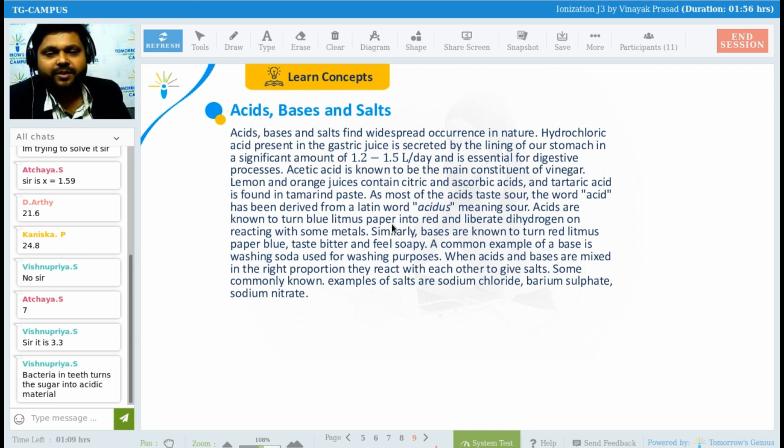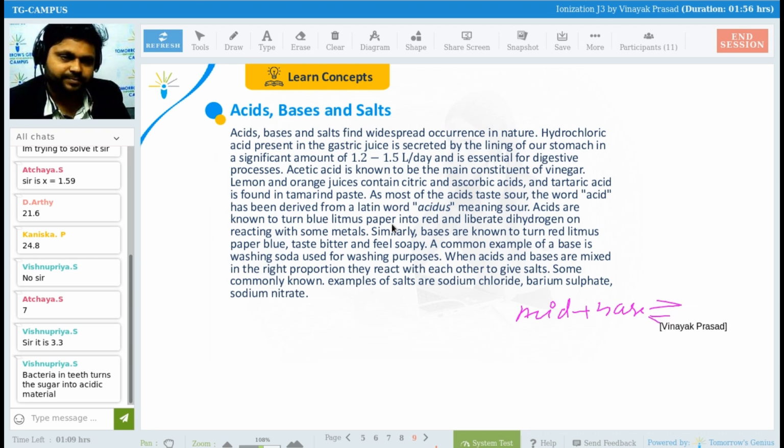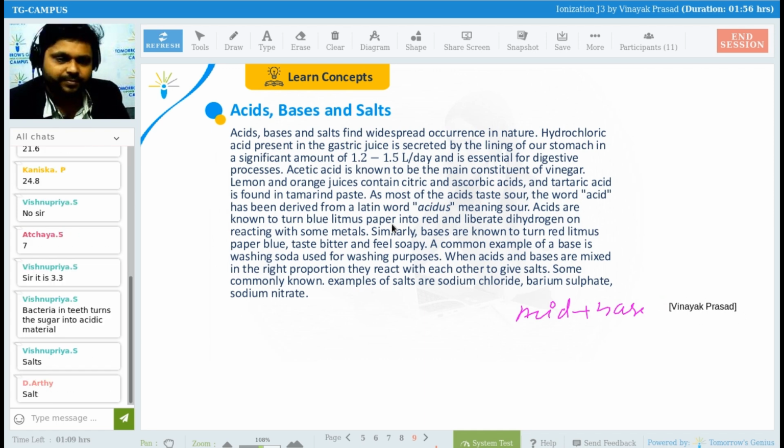Okay, one more thing, guys. When you will be adding acid and base both, what you will be going to get then? Can anyone tell me? Salt, you might have learned these things, guys. So acid plus base, what it will be going to give you? There will be a neutralization reaction. That is salt you will be going to get.